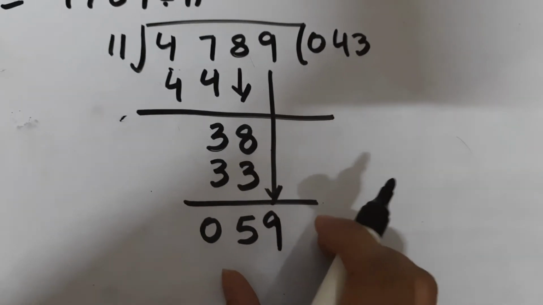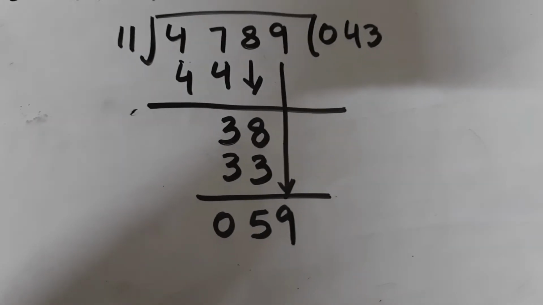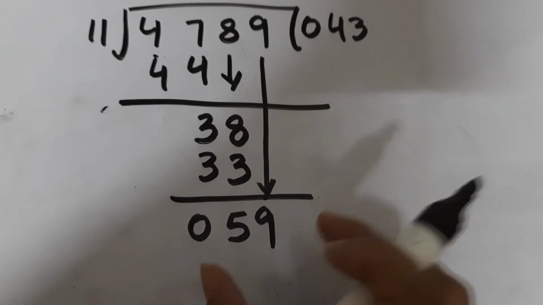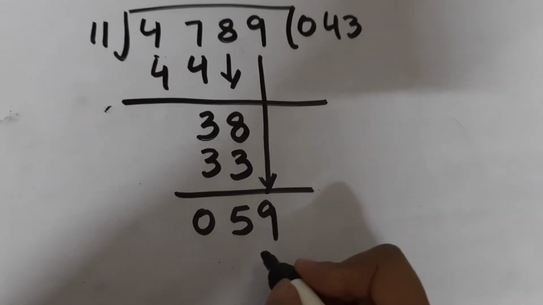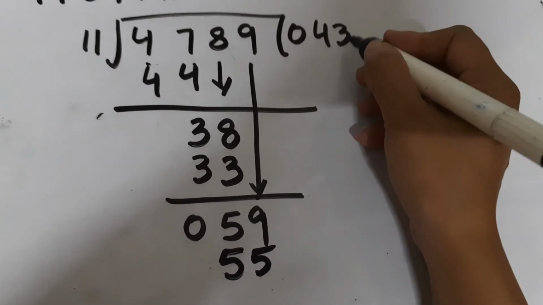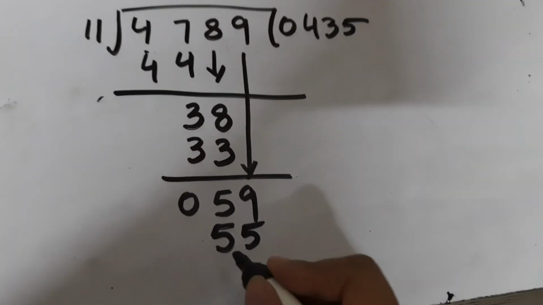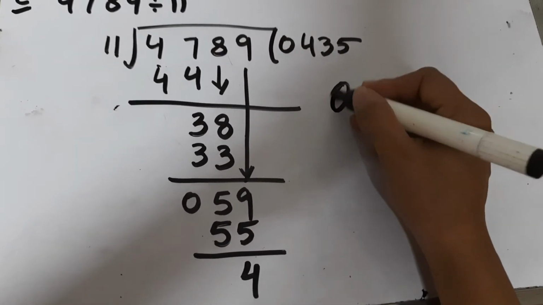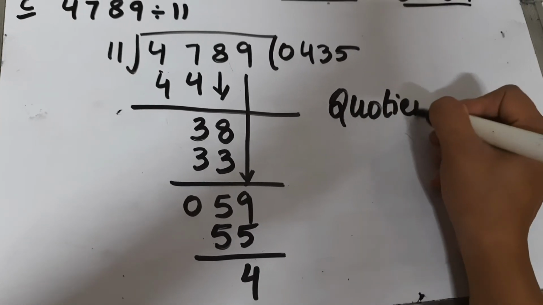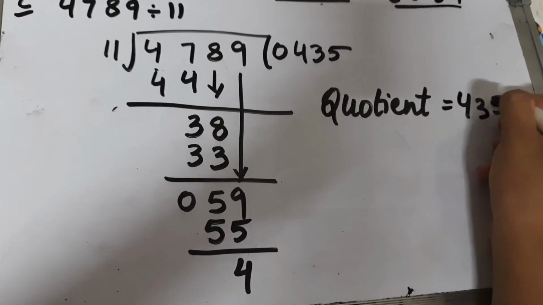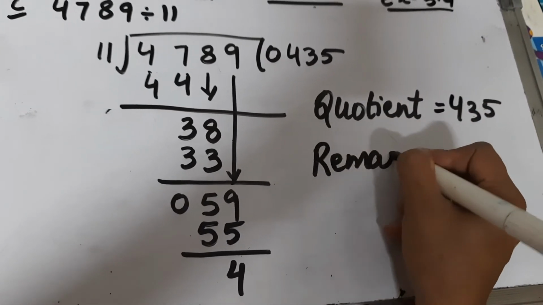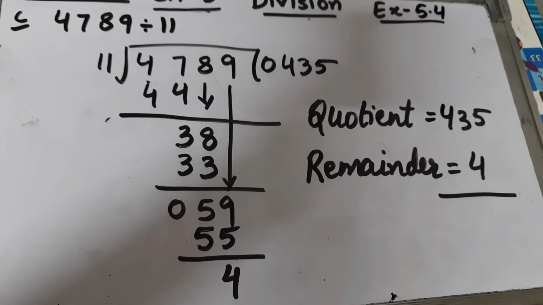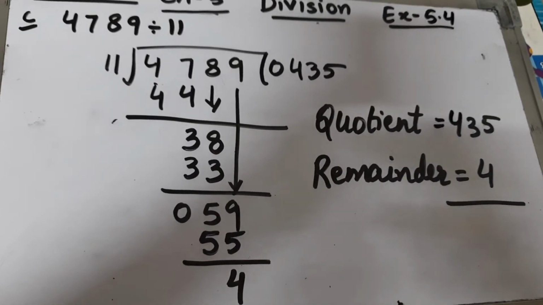Now check, does 59 come at the table of 11? No, 59 doesn't come at the table of 11, so we will take a number that is just smaller than 59 and comes at the table of 11, and that is 55. 11 fives are 55. Now subtract it. 9 minus 5 is 4. So our quotient is 435 and our remainder is 4. So this is C part of question number first. Now let's start D part.